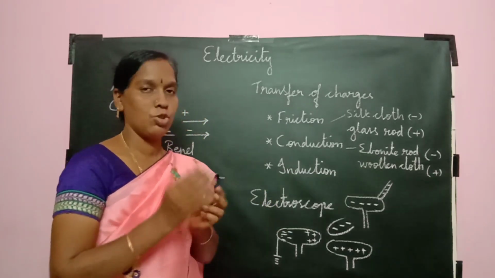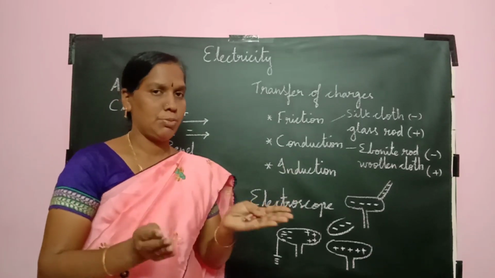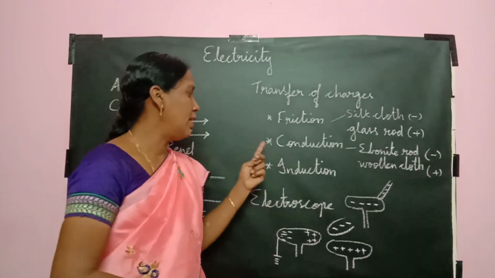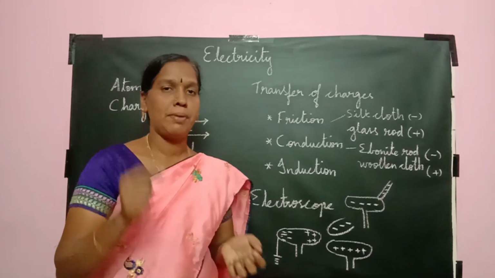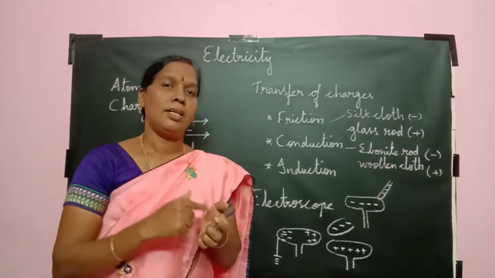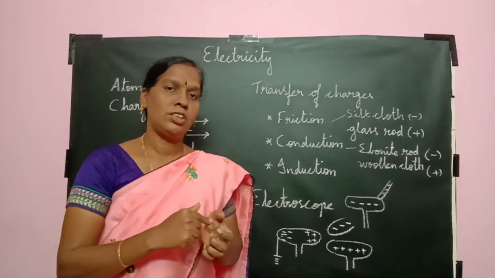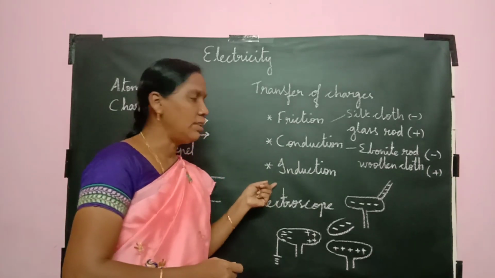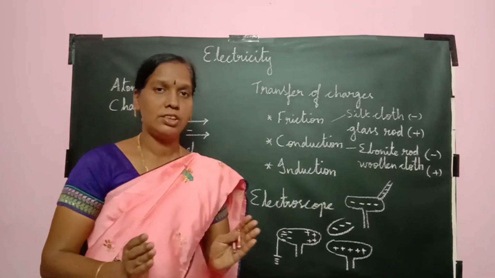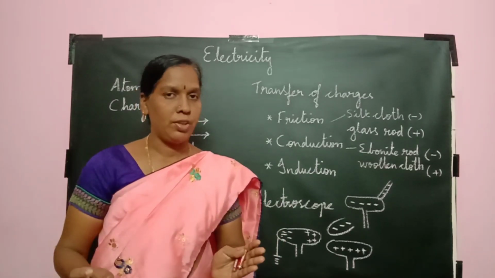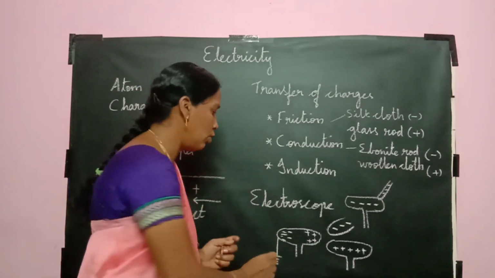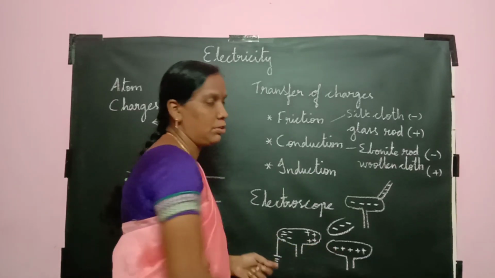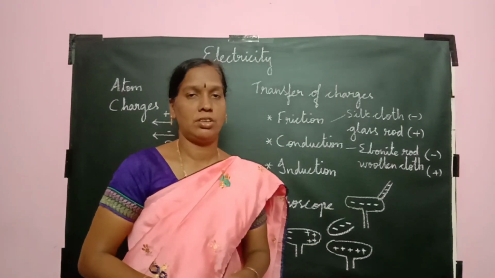So in the first case, when two objects are rubbed together, transfer of charges takes place. In the second case, conduction, by touching an object, an electrically neutral object becomes either positively or negatively charged. In the third case, induction, without touching the object, transfer of electrons takes place and the whole object becomes either positively or negatively charged.